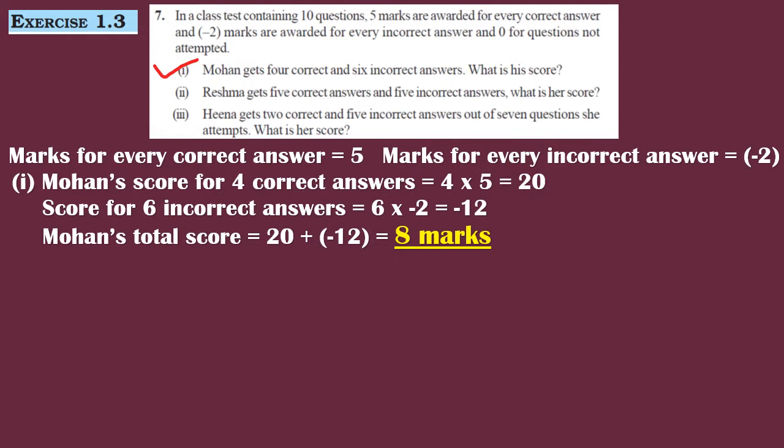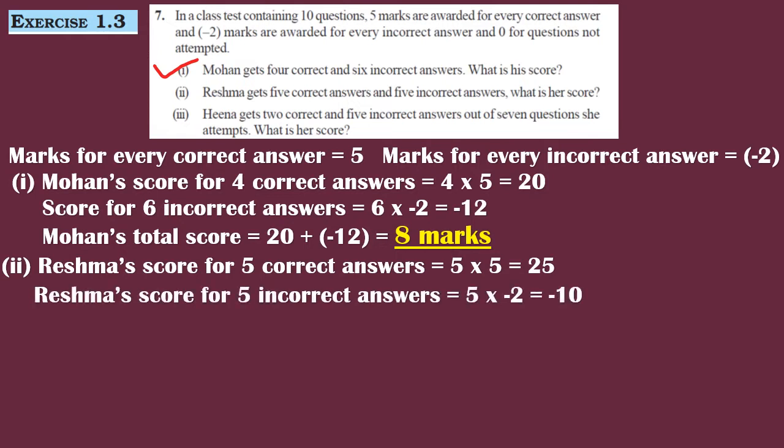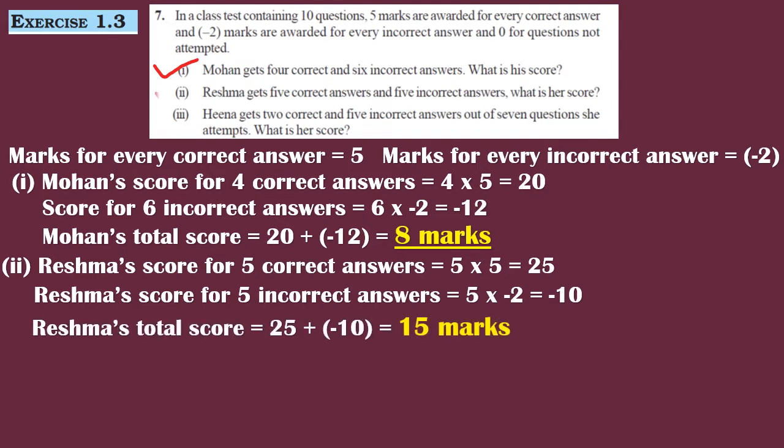Now let us move on to Reshma's score. Reshma gets 5 correct answers and 5 incorrect answers. So Reshma's score for 5 correct answers will be 5 into 5, 25. And for 5 incorrect answers, it will be 5 into minus 2, that is minus 10. So what will be the total score? 25 plus negative 10, which is equal to 15 marks.